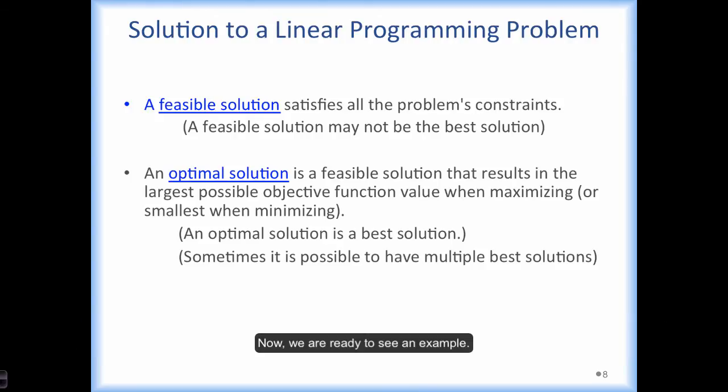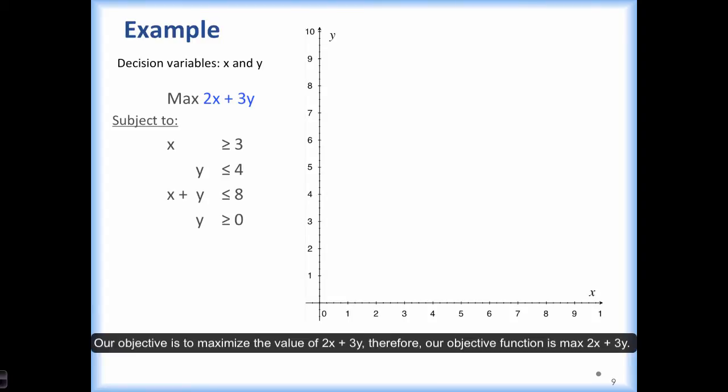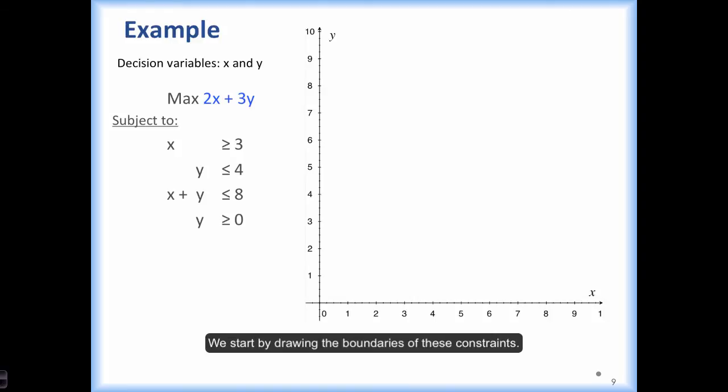Now we are ready to see an example. Suppose we have two decision variables x and y. Our objective is to maximize the value of 2x plus 3y. Therefore, our objective function is max 2x plus 3y. This maximization problem is subject to four constraints in the slide.